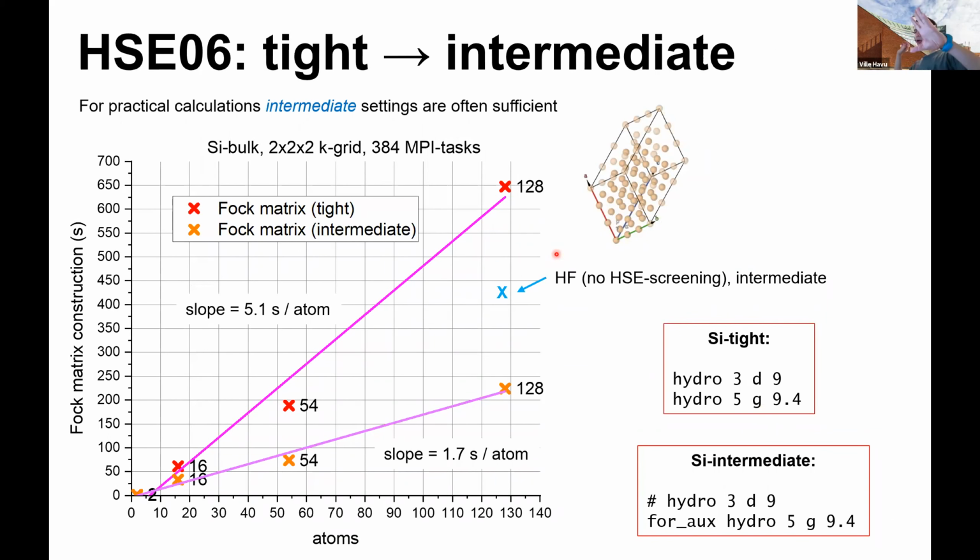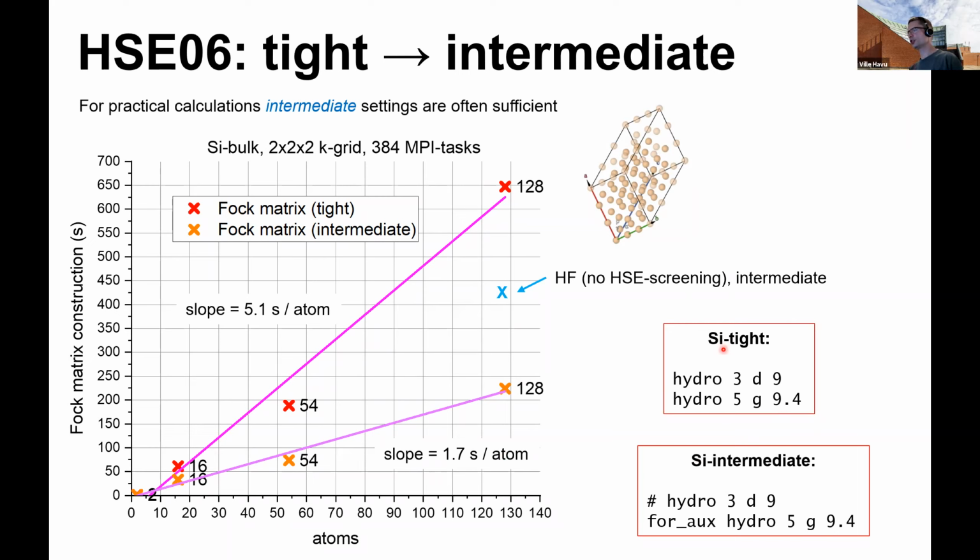But for comparison purposes, the numbers on the previous slide were used in tight settings, as I was doing for the integration. So the numbers are comparable. All the systems have been comparable so far. But if you want to do hybrid functional calculations, you should also definitely check out the intermediate settings, because they are often sufficient and there are savings available. So this is the tight setting line, and this is the intermediate setting line. And as you see, even for the 128 atom system, there is a major difference, and the slope gets down by a factor of, well, 2.5. And the difference in results isn't that much.